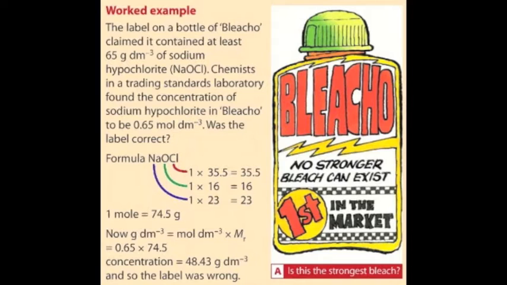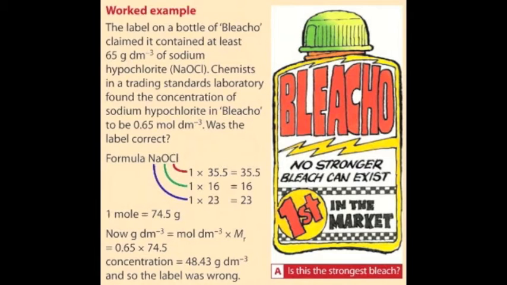For example, the label on a bottle of Bleacho claims it contains at least 65 grams per decimeter cubed of sodium hypochlorite. Chemists in a Trading Standards laboratory found the concentration of sodium hypochlorite in Bleacho to be 0.65 moles per decimeter cubed. Was the label correct?